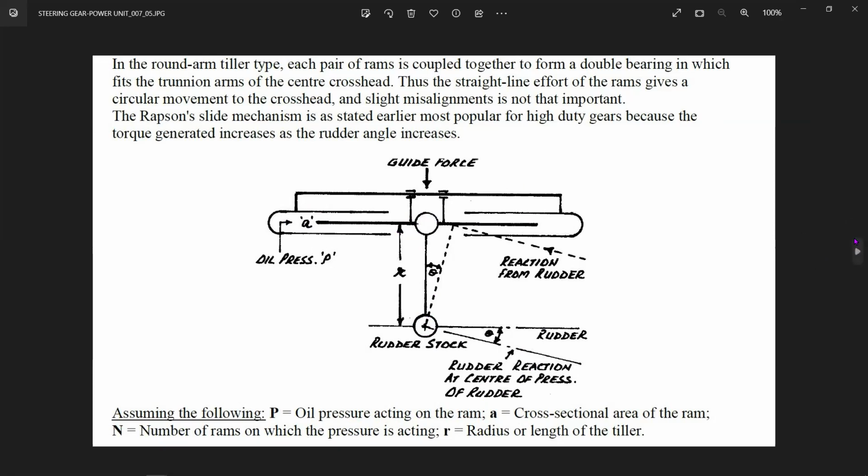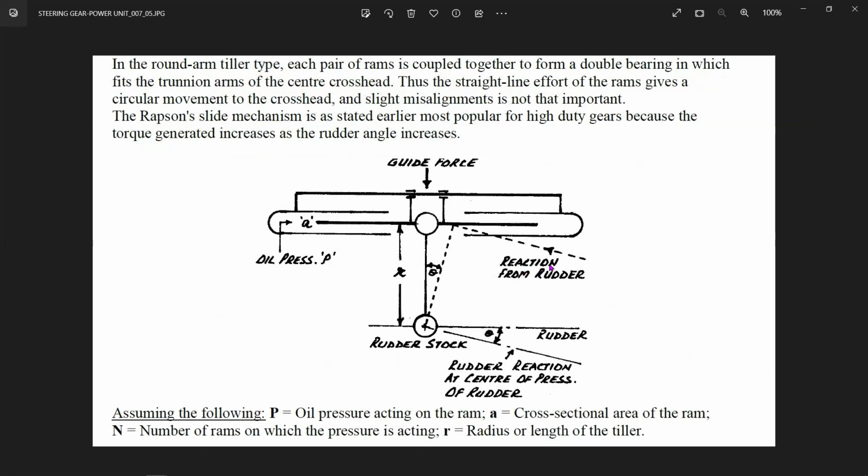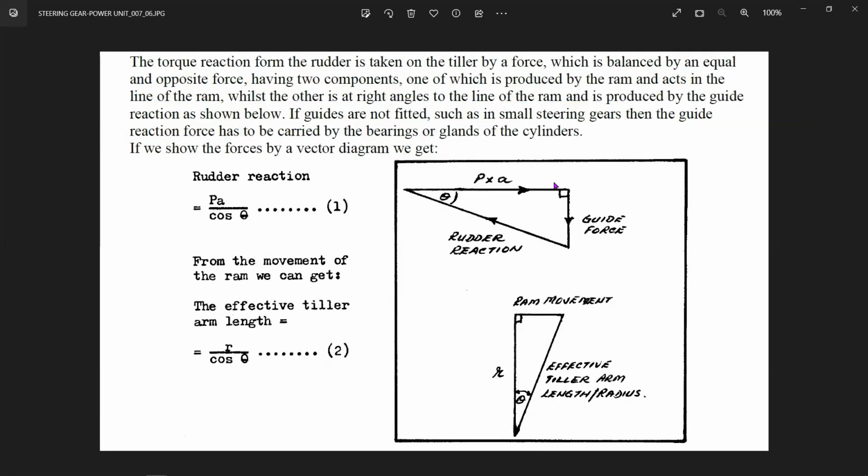In this design, the torque reaction from the rudder is taken on the tiller by a force which is balanced by an equal and opposite force having two components. One of them is produced by the ram and acts in the line of the ram, while the other is at right angles to the line of the ram and is produced by a guide reaction, as shown here. This is the guide reaction. So one is this, and one is this distance. Basically the force is broken into two components.